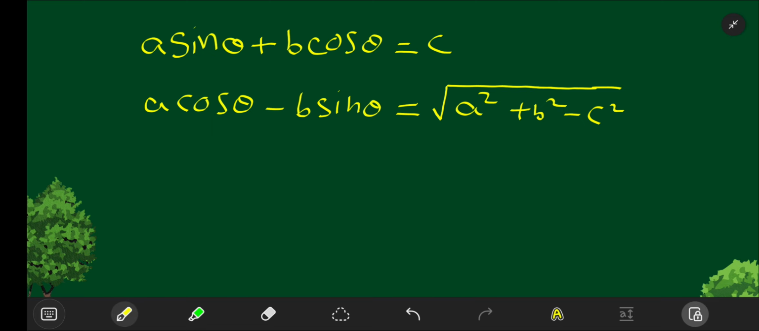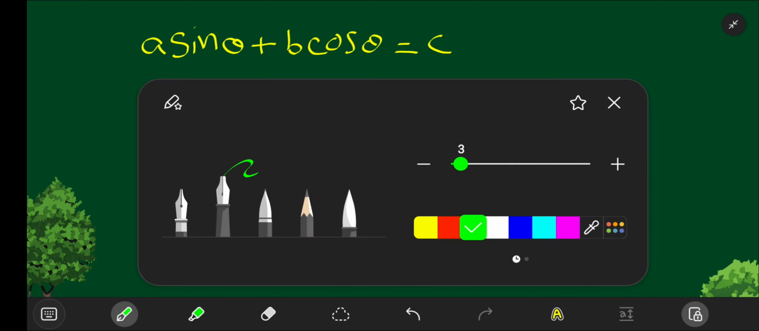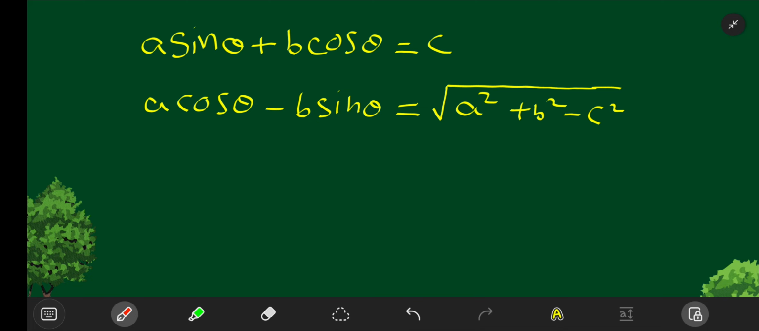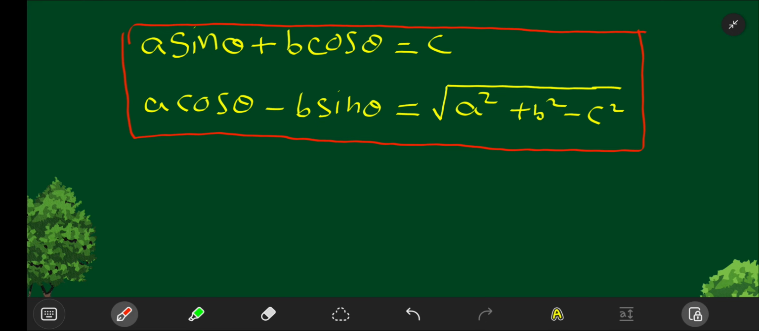This is the most important formula. Direct questions will be asked from this formula. At once, the formula is directly asked in the CDS exam. Important formula. Let's do an example.